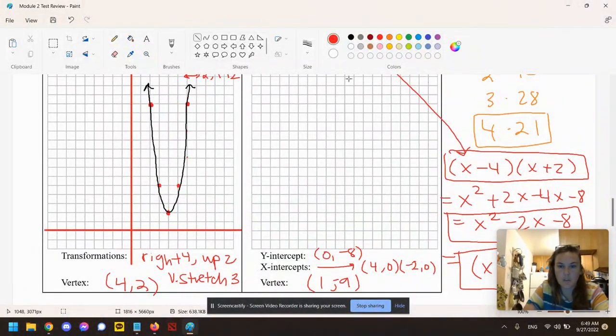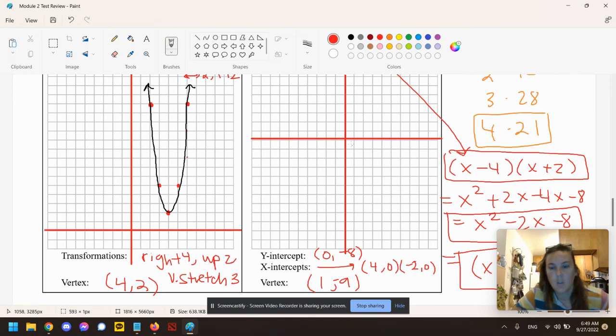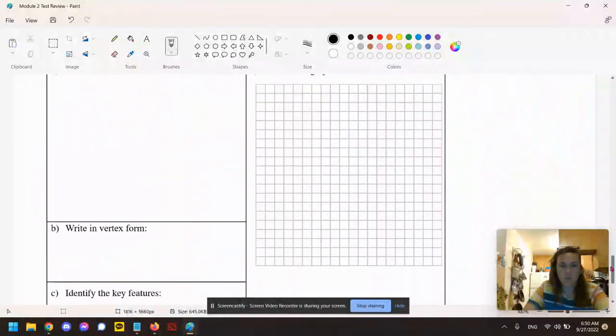There's no vertical stretch, so I just do the regular up over thing. It's going to be 1, negative 9, so let's go like this. 1, 3, 6, 9, over 1 up 1, over 2 up 4. If I want to, here as well. One more.